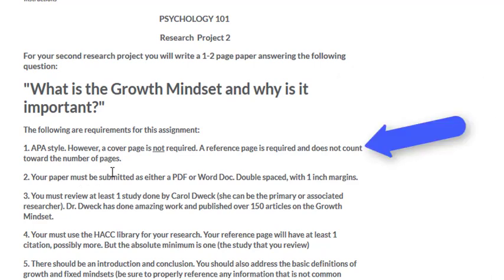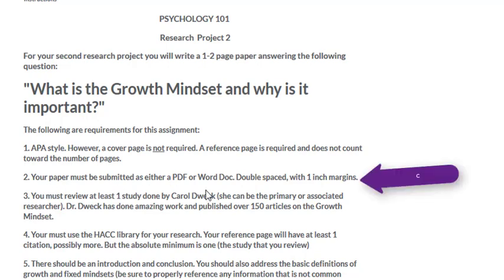The first is it has to be APA style. You do not need a cover page. However, you do need a reference page. And the reference page does not count toward the total number of pages. Your paper must be submitted as either a PDF or Word document, double-spaced with 1-inch margins.